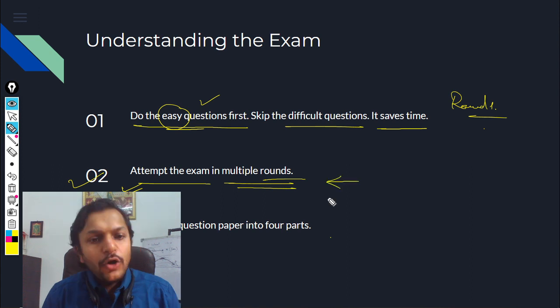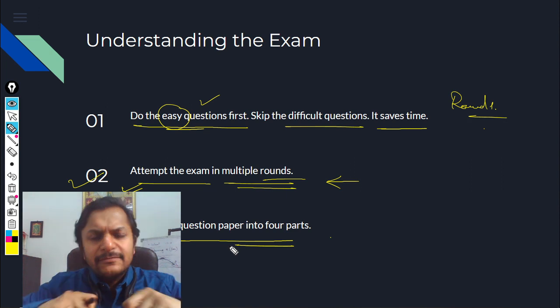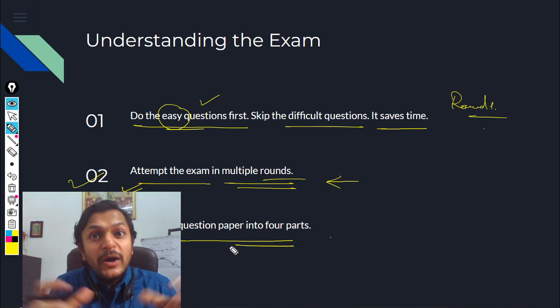Okay, now what is the third tip? Divide the question paper into 4 parts. So that we have already done. You have to divide the question paper into 4 different parts in your mind, so that you have a better understanding of the question paper, like which part you are missing marks on, which part is posing the biggest problem to you.